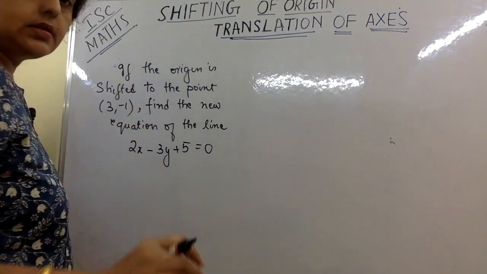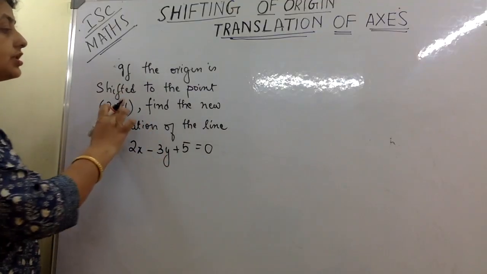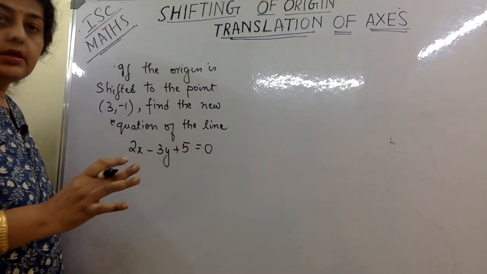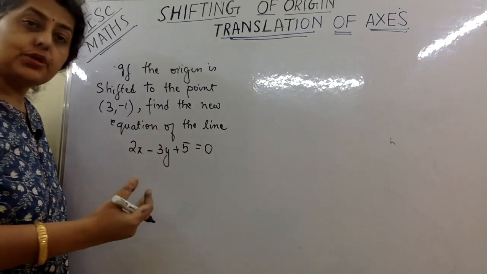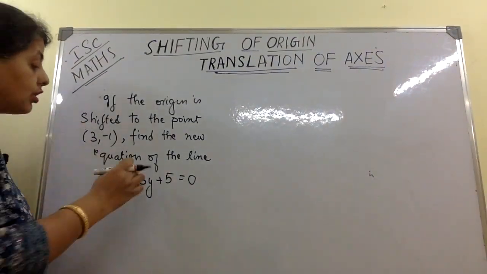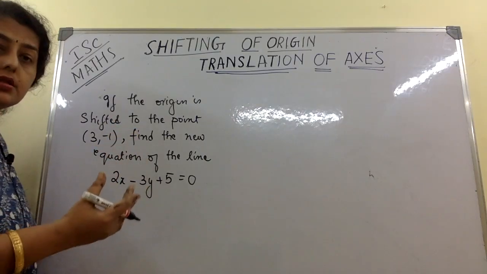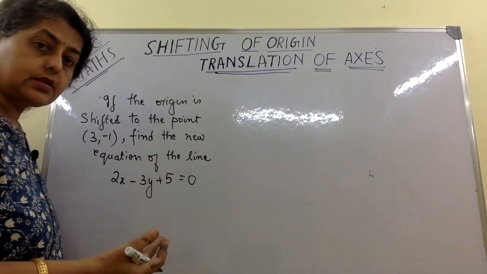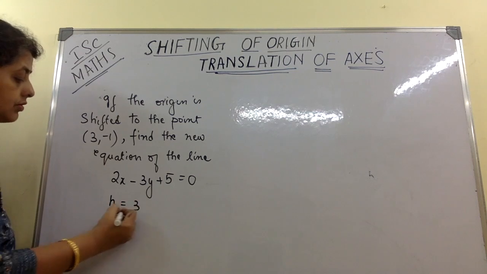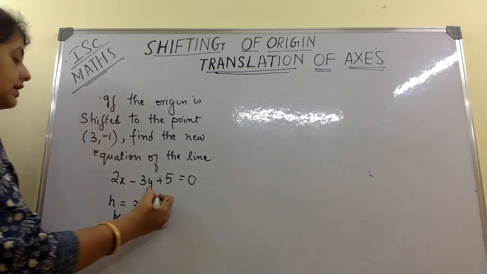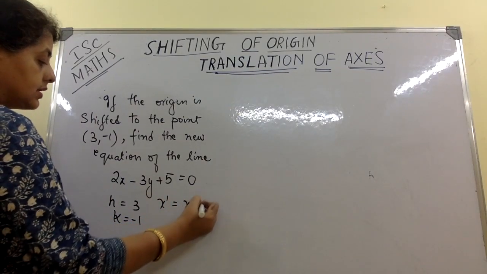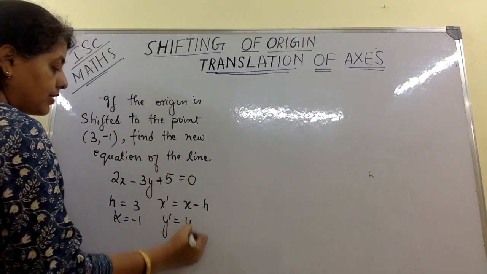Okay, now this is a question. If the origin is shifted to the point, this is the new origin, find the new equation of the line. Okay, now what happens is, according to the new origin, all the x and y's change and they get the new xy coordinate. Okay, so what we have to do here is, firstly, this is h is equal to 3 and k is equal to minus 1. Then x dash is equal to x minus h and y dash is equal to y minus k.